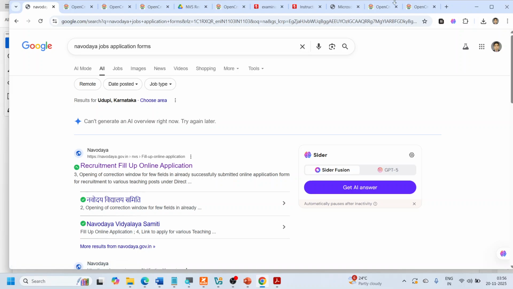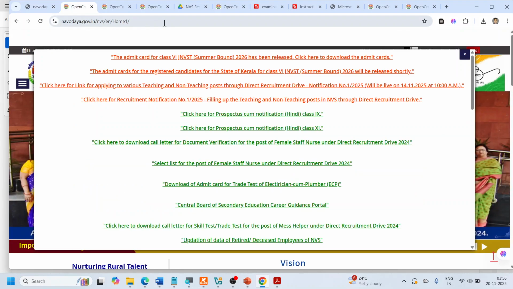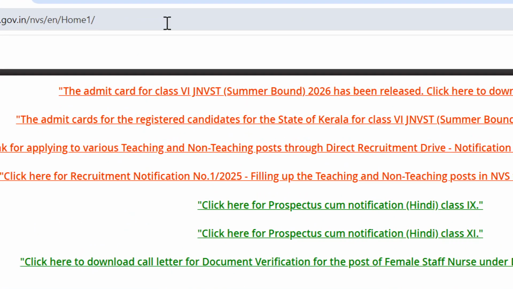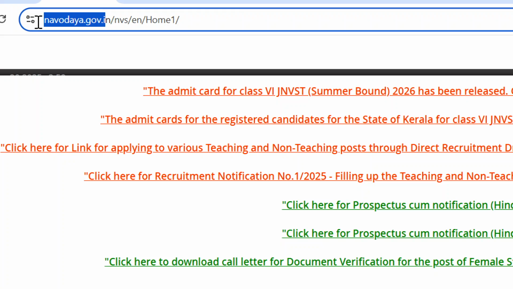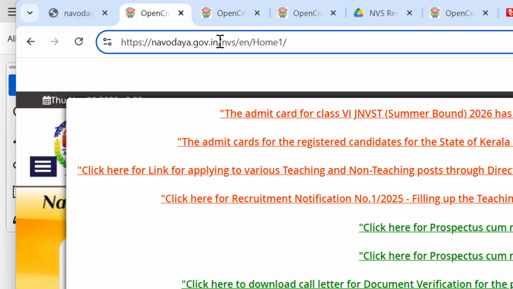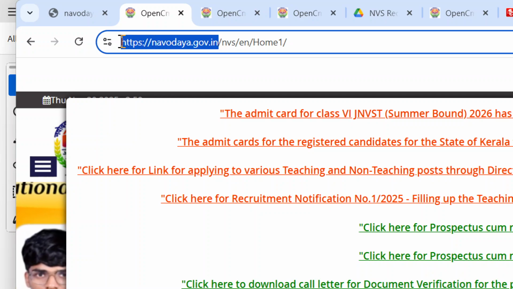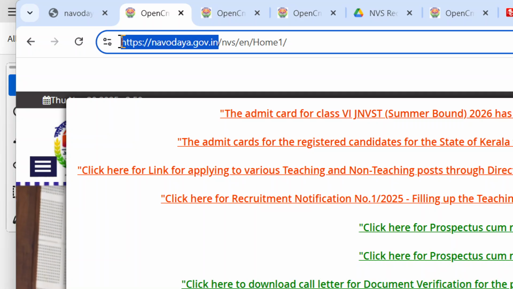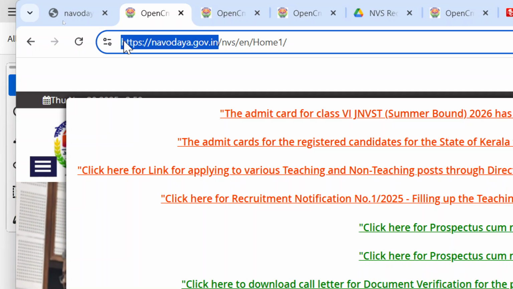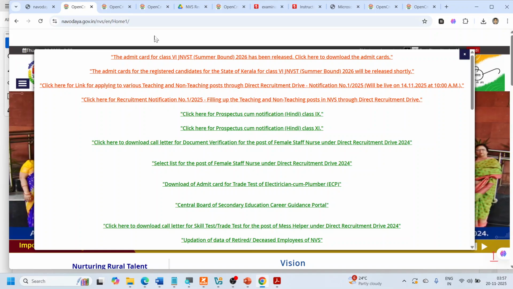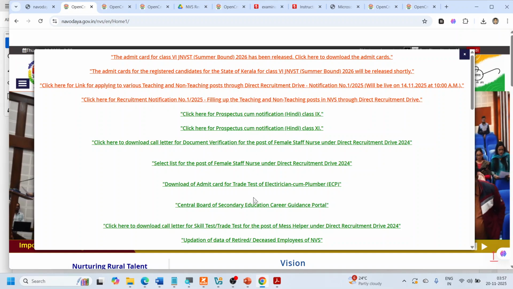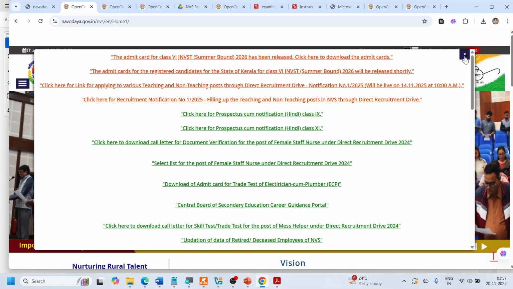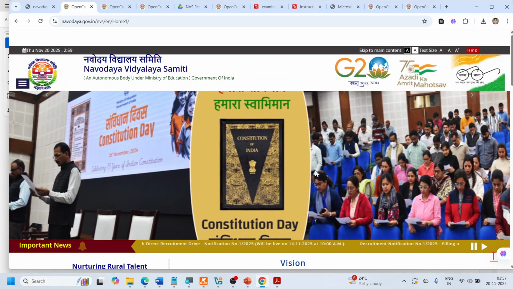Or else you can directly visit the Navodaya Vidyalaya site. You just type this part, navodaya.gov.in. It will redirect you to this site, and you will see some advertisement. This is regarding the admission into Navodaya Vidyalaya. You can just close this one, and then you have everything over here.